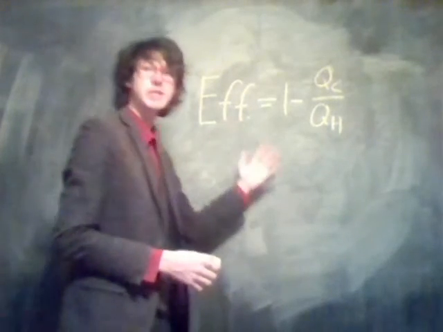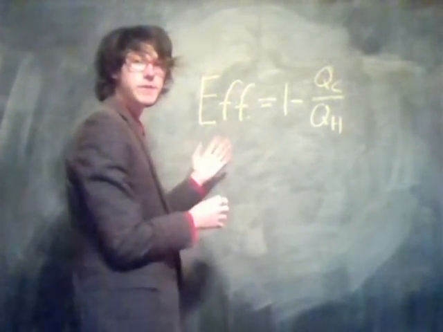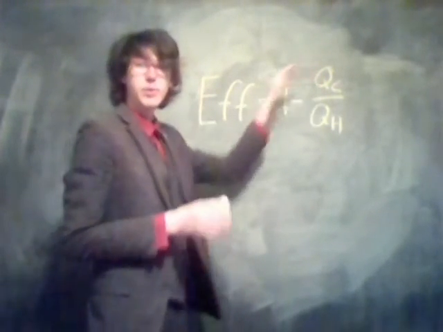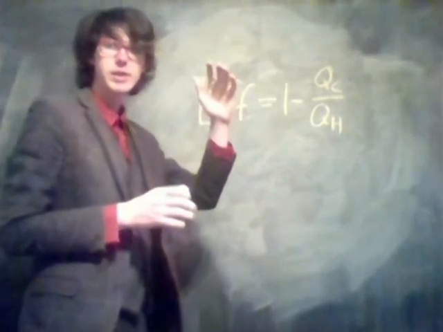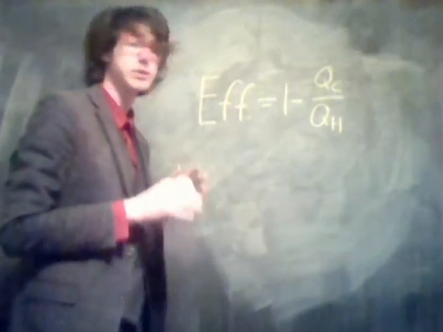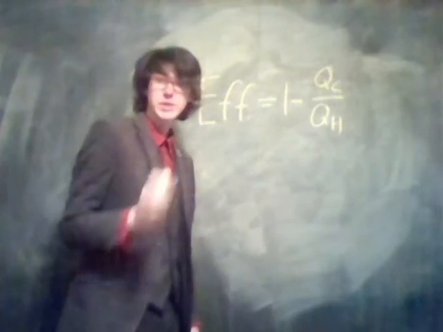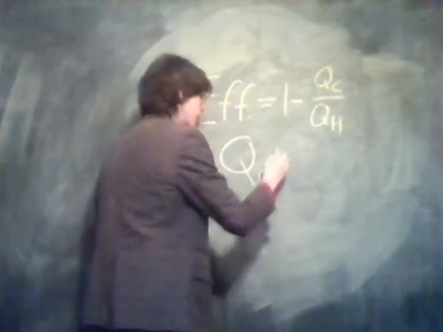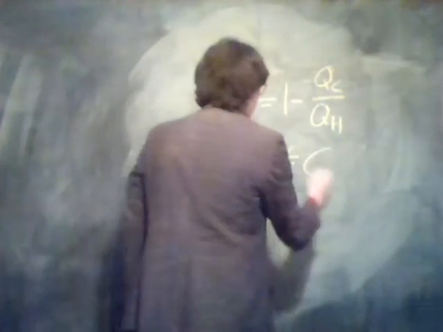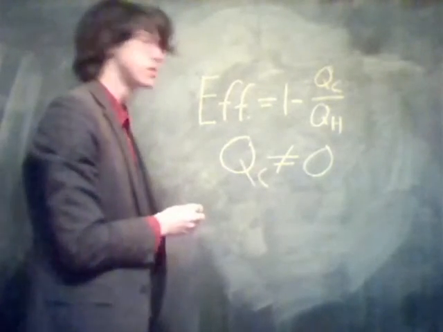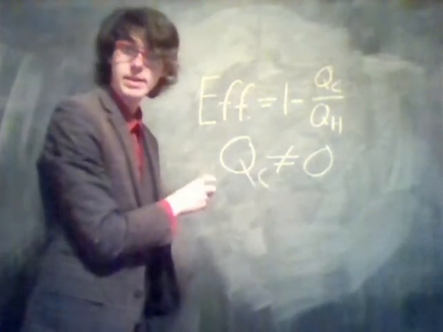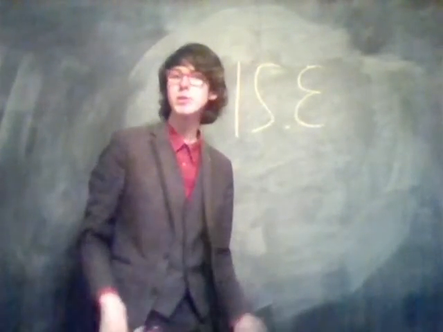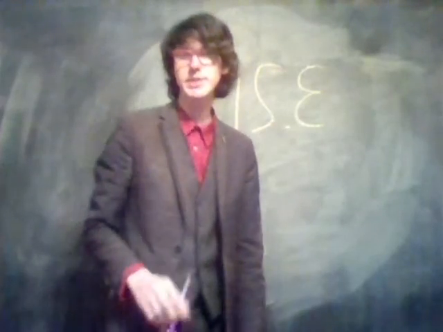So as you can see from this equation, in order for the efficiency to be equal to 1, or 100%, QC, or the amount of heat energy transferred from the hot to the cold, has to be equal to 0. But, as we learned from the second law of thermodynamics, QC cannot equal 0. So, you can never make a heat engine that is 100% efficient. And that's pretty much all you need to know about section 15.3, Introduction to the Second Law of Thermodynamics.